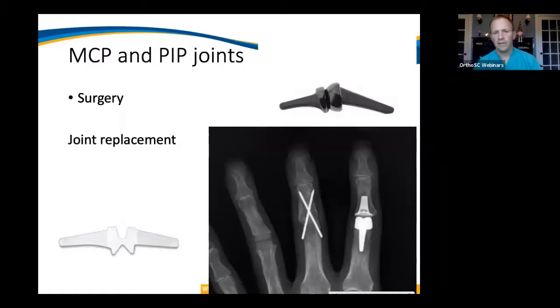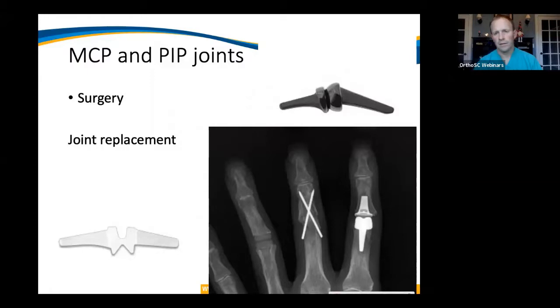So moving on down the finger, the MCP and the PIP joints, there are multiple different options for this depending on what's going on with the finger. Sometimes we'll do a fusion, but the PIP joint is very important to try to keep motion in it if possible. And so a lot of times we'll do what's called a replacement for these. And so sometimes we'll do a plastic replacement or a metal one.